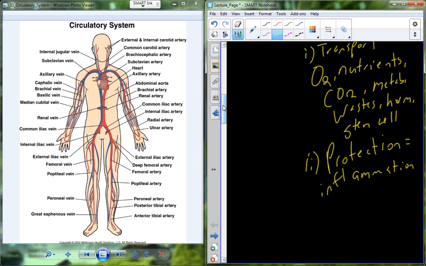What is that after metabolic waste? It's metabolic waste, hormones, and stem cells. CO2, carbon dioxide.